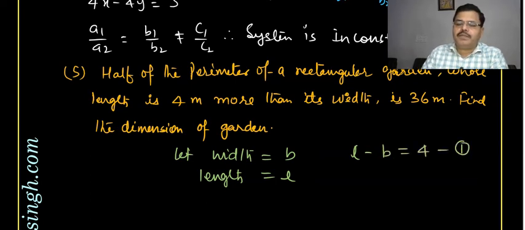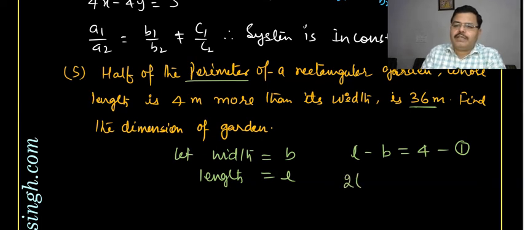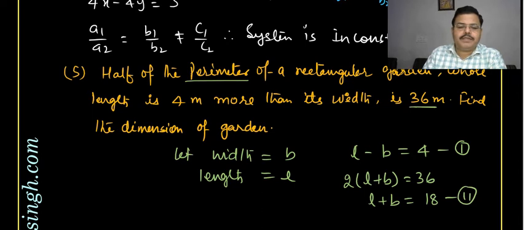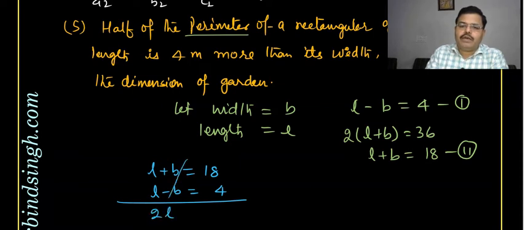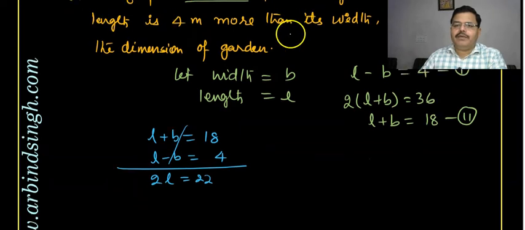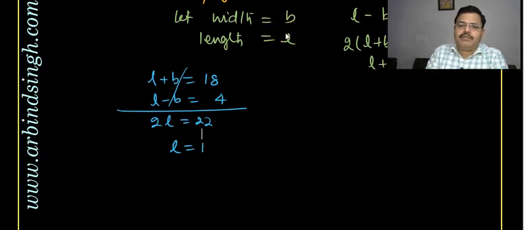This is equation 1. Also, the perimeter is given as 36. The perimeter of a rectangle is 2 times (l plus b) equal to 36, and therefore l plus b is equal to 18. These are the equations, right? Now, we can solve it algebraically. It is given that l plus b is equal to 18 and l minus b is equal to 4. If I add these two, then 22 will be 2l, and l will be 11. Length will be 11.